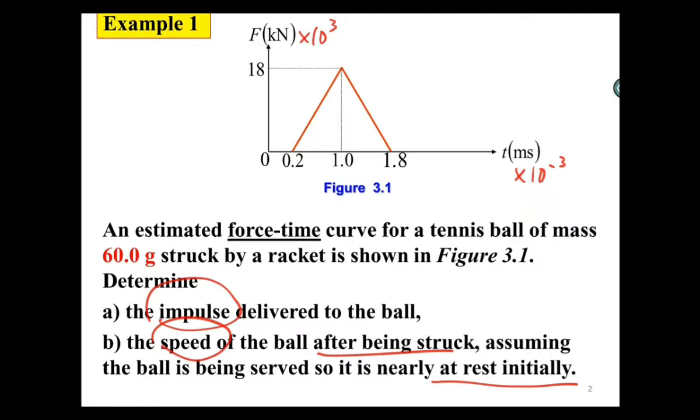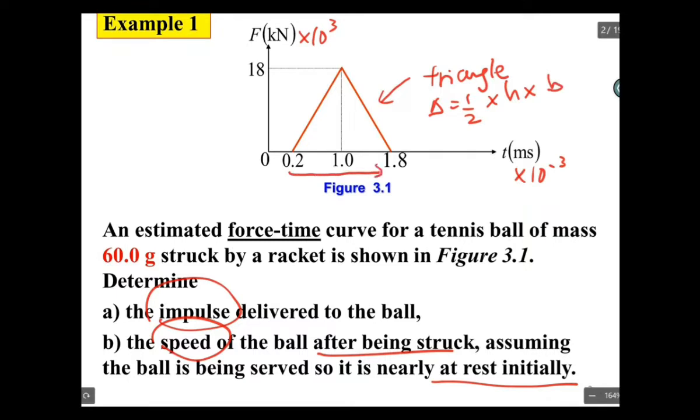So bentuk di sini adalah bentuk triangle. So triangle, area untuk triangle kita tahu adalah half times dengan high times dengan base. Okay, so base dia daripada 0.2 until 1.8. Ni kita panggil dia base. Dan high dia from 0 to 18. Ini adalah kita panggil dia high. Okay, so kita boleh menjawab soalan untuk A.